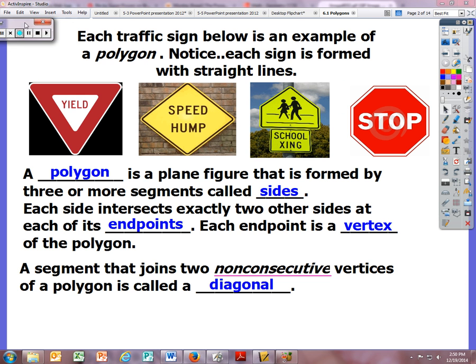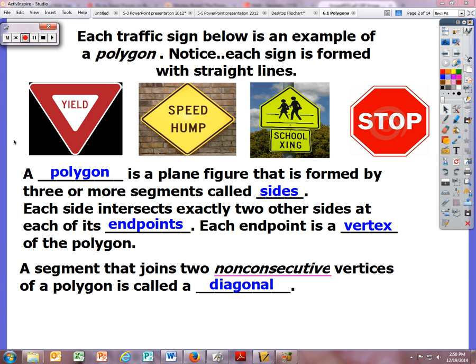So let's start by just looking at a few polygons that you've probably noticed many times in your life. Notice each traffic sign below is an example of a polygon. Each sign is essentially formed with straight lines. We know some of them are curved when we look at them, but essentially they look like triangles or rhombuses or a pentagon or an octagon, that kind of thing.